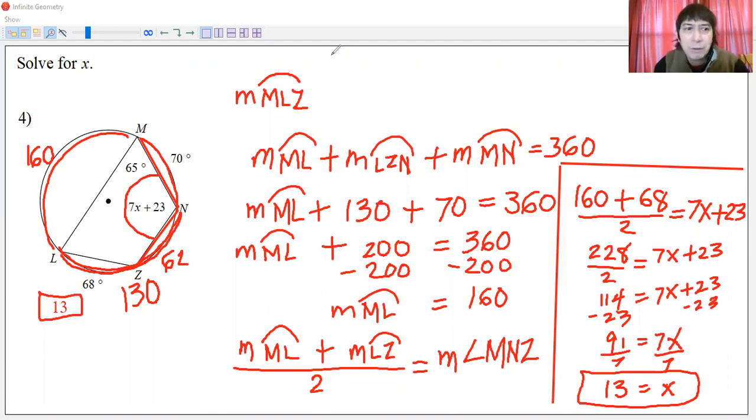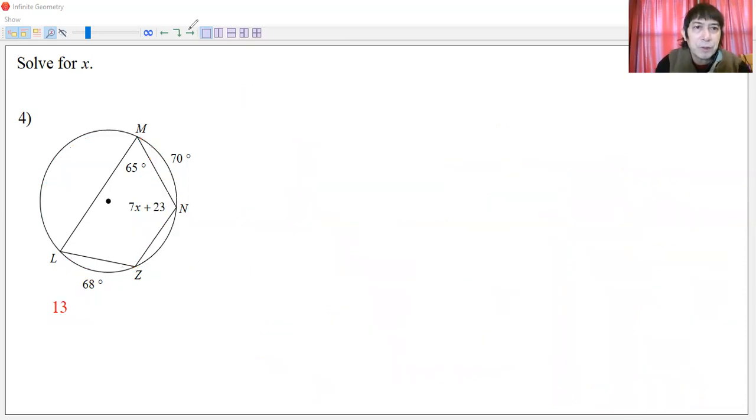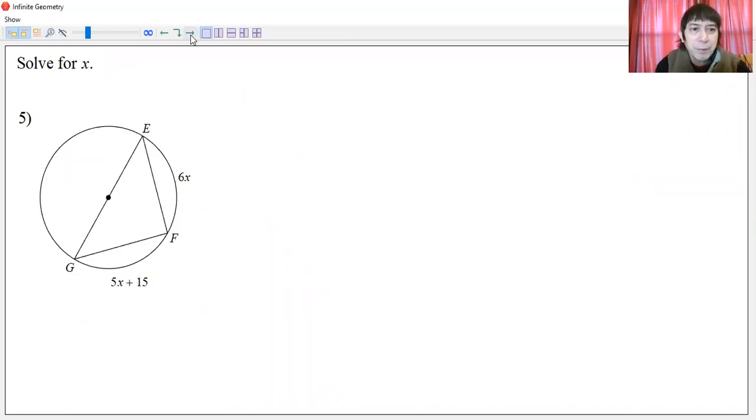Let's continue with number 5. Let me clear the screen. You can rewind the video later to verify. All right, so let me clear the screen. Our answer for number 4, x is equal to 13. All right, clear? Then continue with number 5. All right, here's the number 5 diagram. Let's see the diagram first and do a little analysis about the diagram.